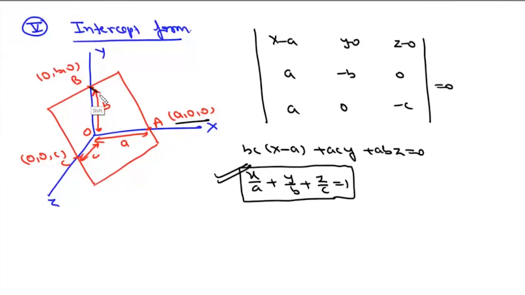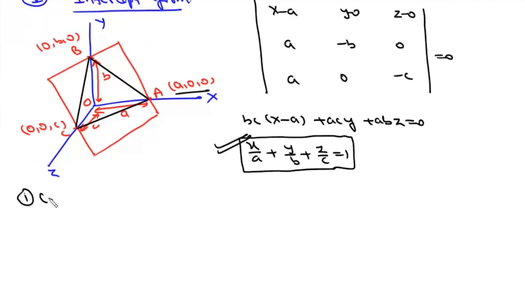Now, if this plane intersects all the three axes, then it will form this triangle ABC. Centroid of triangle ABC. Now, the centroid of triangle ABC is (x1 plus x2 plus x3) by 3, so it will be a by 3, b by 3 and c by 3. So they'll ask you questions like find the centroid of the triangle formed by the intercepts. So it is a by 3, b by 3 and c by 3.